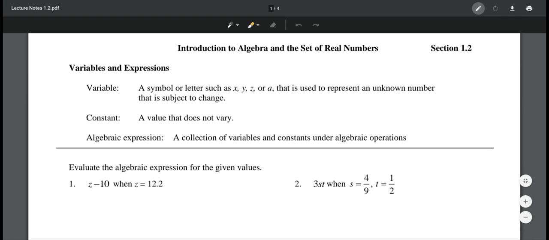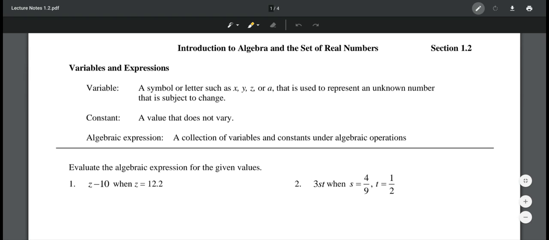A variable, by definition, is a symbol or letter such as X, Y, Z, or A that is used to represent an unknown number and is subject to change. A constant is a value that does not vary, such as -4, 2, 1/2. It's just a number, so it's just a value that does not change. And then an algebraic expression is a collection of variables and constants under algebraic operations.